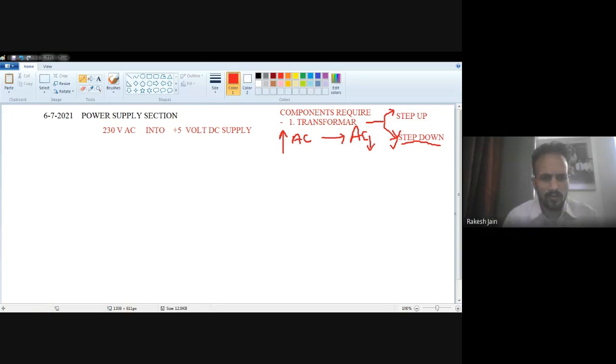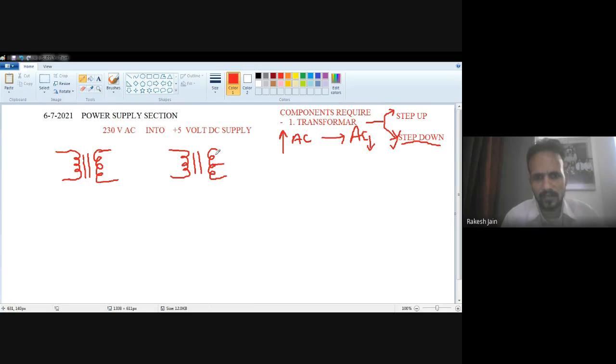There are two kinds of transformer. The simple kind of transformer has this symbol: the input consists of two wires, the input winding, and the output winding also consists of two wires. The second one is the center tap transformer, in which the input side consists of two wires and the output side consists of three wires.